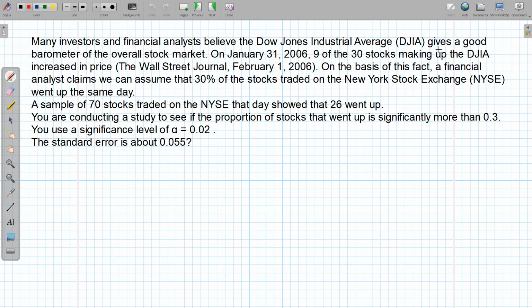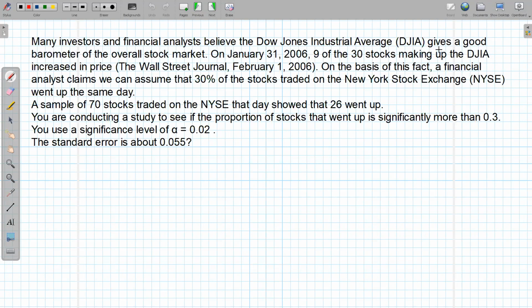Many investors and financial analysts believe the Dow Jones Industrial Average gives a good barometer of the overall stock market. A barometer is actually a thing that measures pressure in the atmosphere, which weather people use to predict the weather. So here they're saying, hey, we can use this to measure the overall stock market.